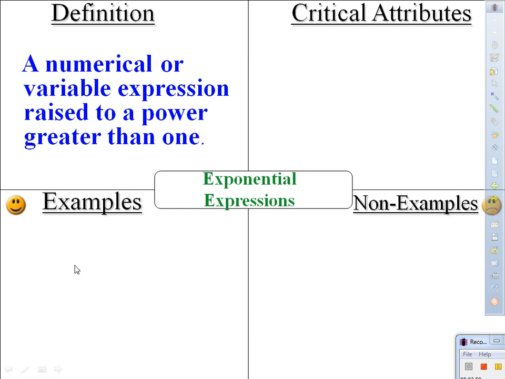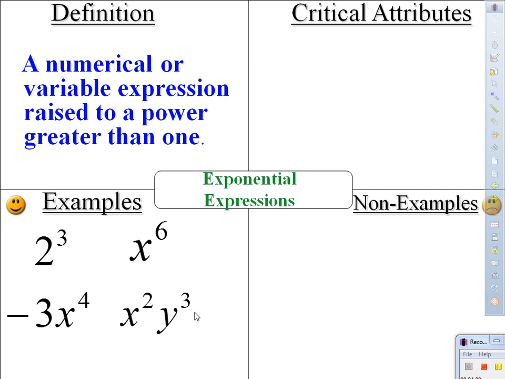Examples. We've got 2 to the 3rd power, x to the 6th power, negative 3x to the 4th power, and x squared y cubed. All those are examples of exponential expressions. The definition says numerical or variable expressions. Well, this 2 to the 3rd is a numerical expression. Look at the exponent, it's greater than 1, so that's why this is a power greater than 1. All right, look at this one, x to the 6th. It's a variable expression. The exponent is greater than 1, so the power of this term is greater than 1, and so on and so forth.